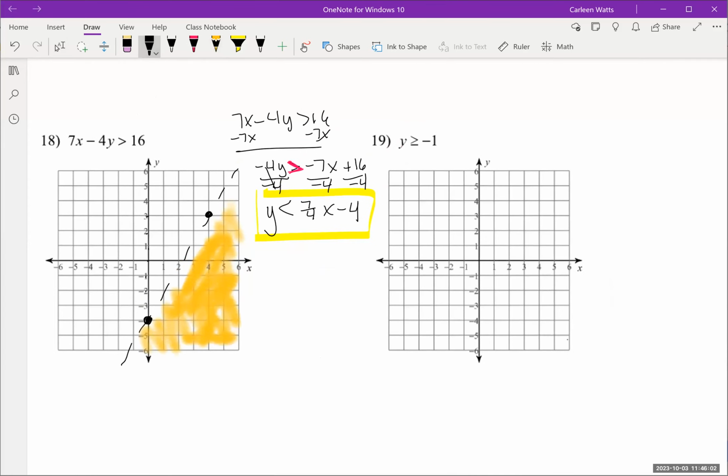Okay, let's do this one. What does this line look like if it was equals? Horizontal or vertical? Horizontal. Yes, y equals is horizontal. Okay, so I find y equals -1. And it's going to be a horizontal line. Solid.